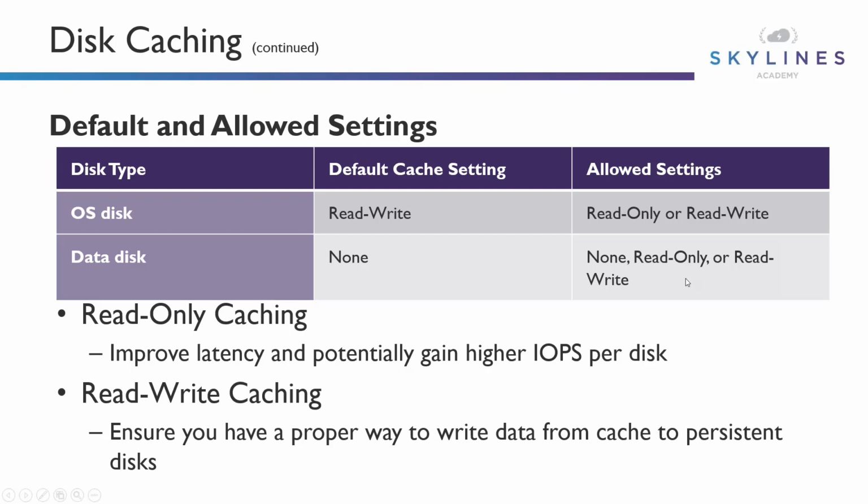Now, read-only caching is great where we want to improve latency and potentially gain higher IOPS per disk. It's a little bit less predictable, given that it is caching. It's not guaranteed, like if we just choose the correct disk in the first place. With read-write caching, you've got to be a little bit careful with SQL servers, because you have to ensure you have a proper way to write data from cache to persistent disks. So it's not for everyone, but for OS disks it's great.